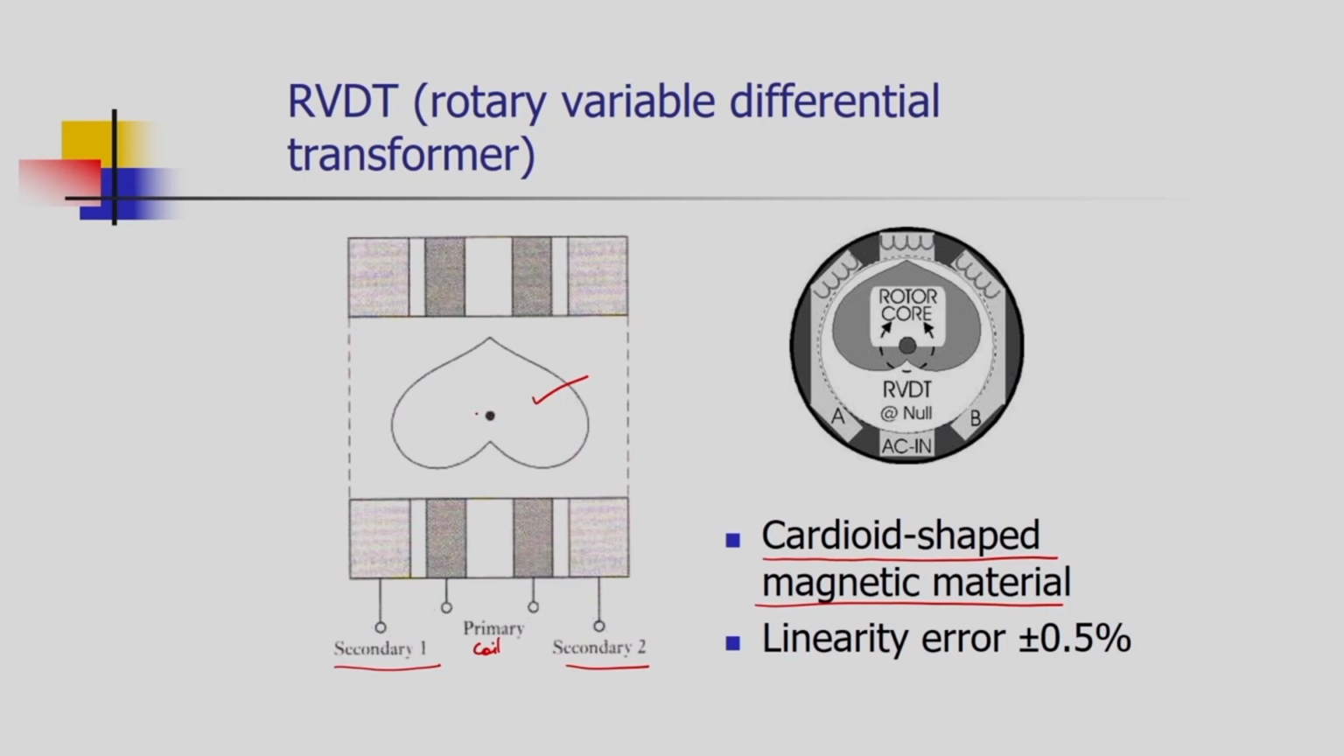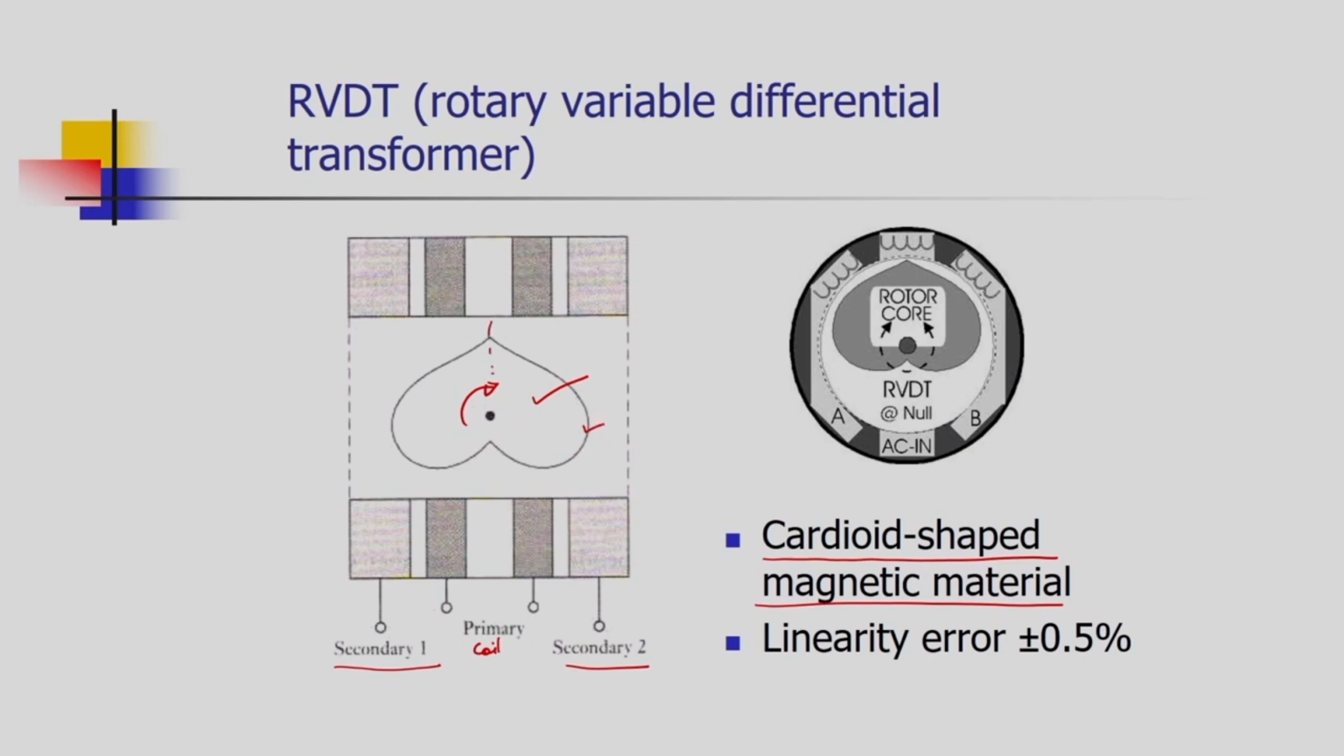Here, as you rotate the core, you get a difference in the overlap of the core with secondary coil number 1 and secondary coil number 2. So, due to the difference in overlap, there is a non-zero voltage at the output, and that non-zero voltage is nothing but the indication of angular motion of the shaft or the pin to which it is attached. This is its ideal position or the normal position.